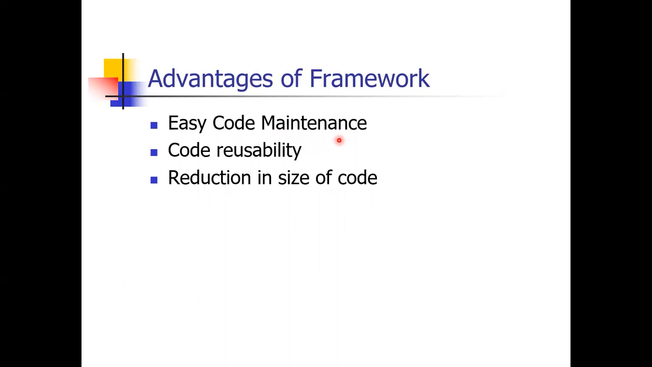So easy code maintenance. And this code can be reusable, so code reusability also increases. And definitely, if you keep this data separate, then your whole size of code will be reduced. So reduction in size of code. So the advantages of a framework are easy code maintenance, code reusability, and reduction in size of code.